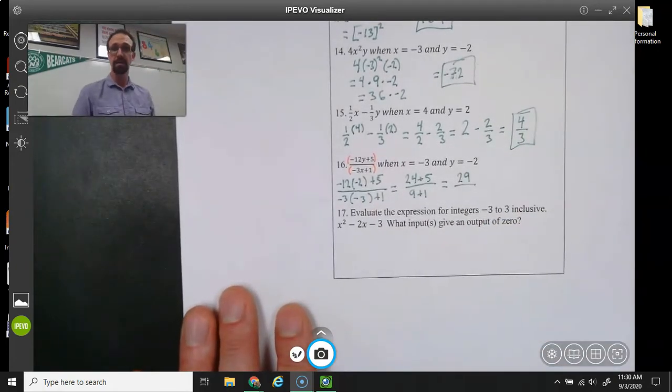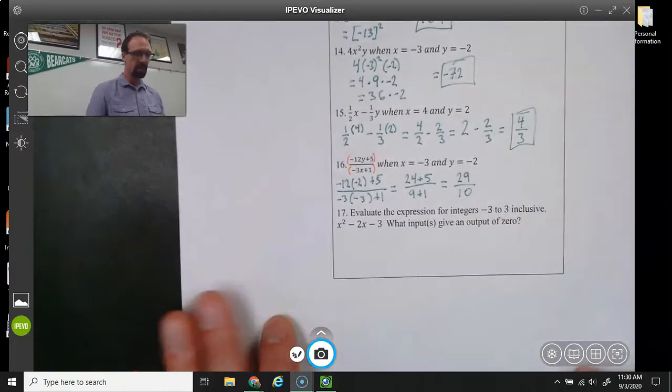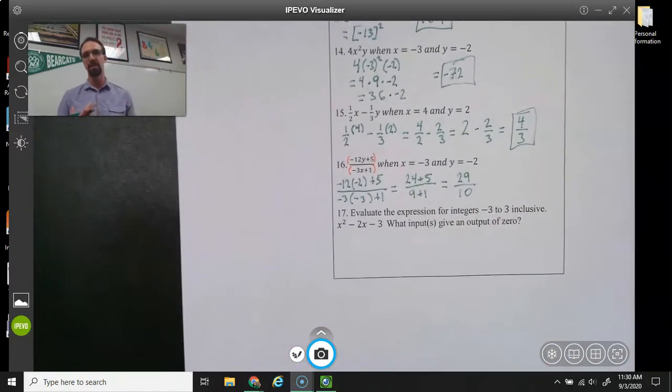And then 9 plus 1 is 10. And 29 over 10 does not reduce. They don't have any common terms, so there's not a factor that we can factor out of both of those to reduce. So 29 over 10 is sufficient.